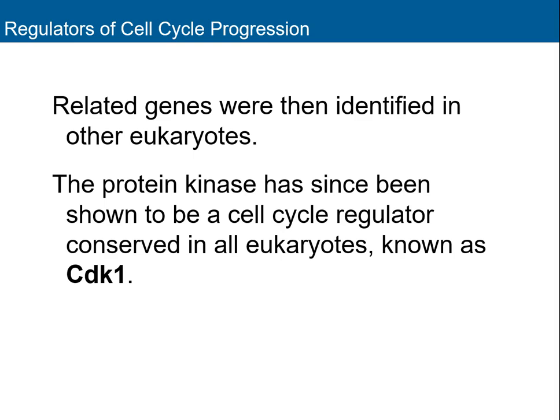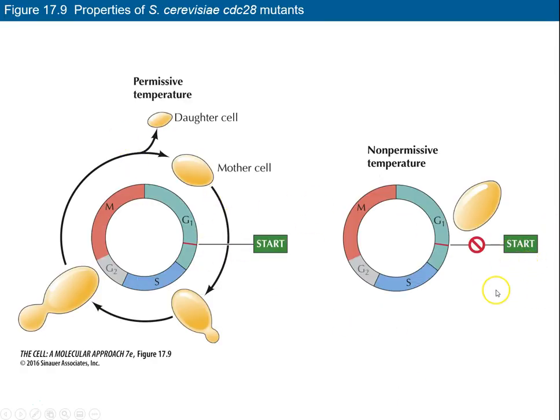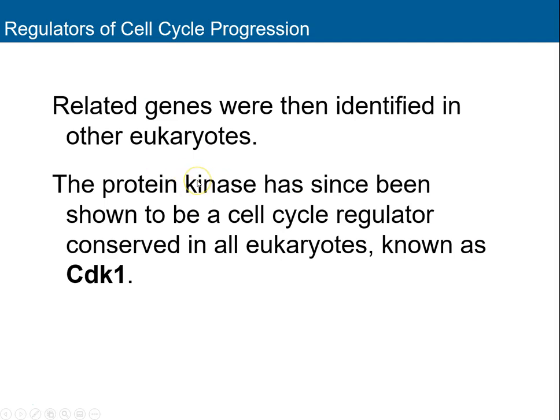And the answer is yes. Other studies showed that these similar, related genes were found in other eukaryotes as well. And again, they code for kinases. The protein kinase has since been shown to be a cell cycle regulator conserved in all eukaryotes, known as CDK1. This is one of the main regulators of the cell cycle. We showed this experiment using yeast cells with start, but if you mutated these types of genes in a mammalian cell, they wouldn't be able to progress through that restriction point. Remember, we just used different terminology there. So these same types of genes are conserved, and CDK1 was identified.